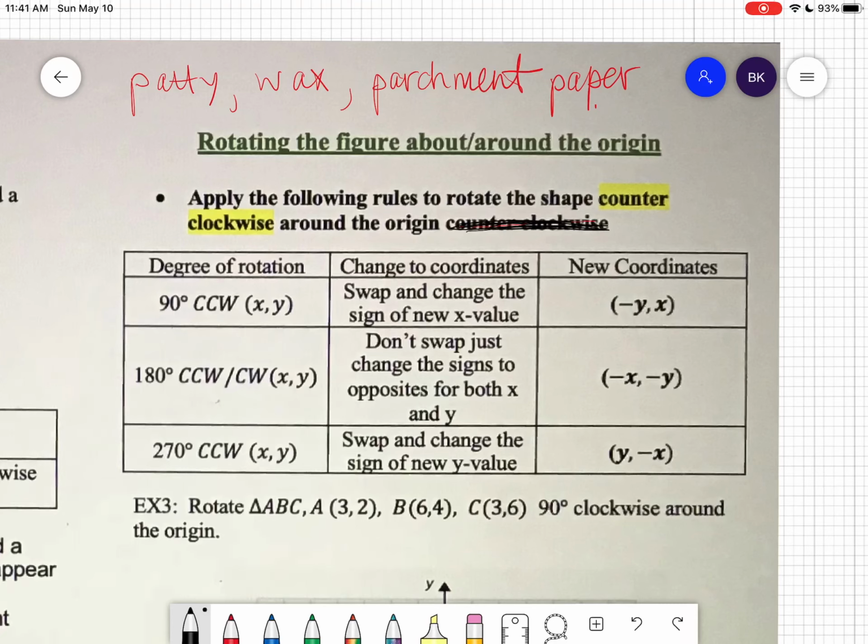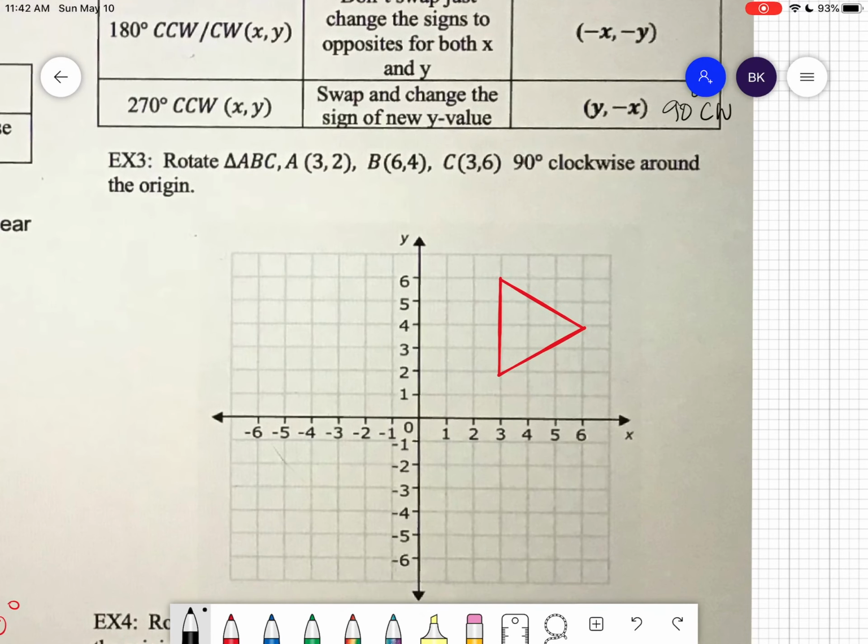Now, if you are rotating a shape clockwise, then if you're rotating it 270 degrees clockwise, you're going to use these rules at the top. And then if you're rotating it 90 degrees clockwise, you're going to use these rules. So again, I'm talking about counterclockwise, but here's additional, you can swap top and bottom, and then when you're rotating a shape clockwise. So in this example, we have a wonderful triangle ABC, and I already started.